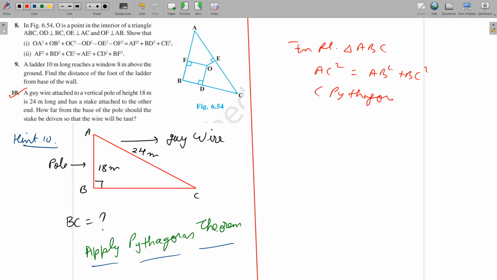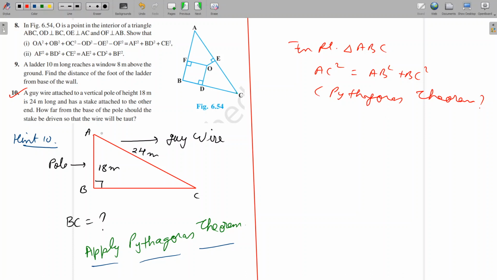So whenever... And how did we get that this is 90 degrees? Because it's given to us that the pole is 90 degrees. The pole is vertical, so it will be 90 degrees to the ground. So we can apply Pythagoras theorem whenever there is a right triangle. We can always apply Pythagoras theorem.